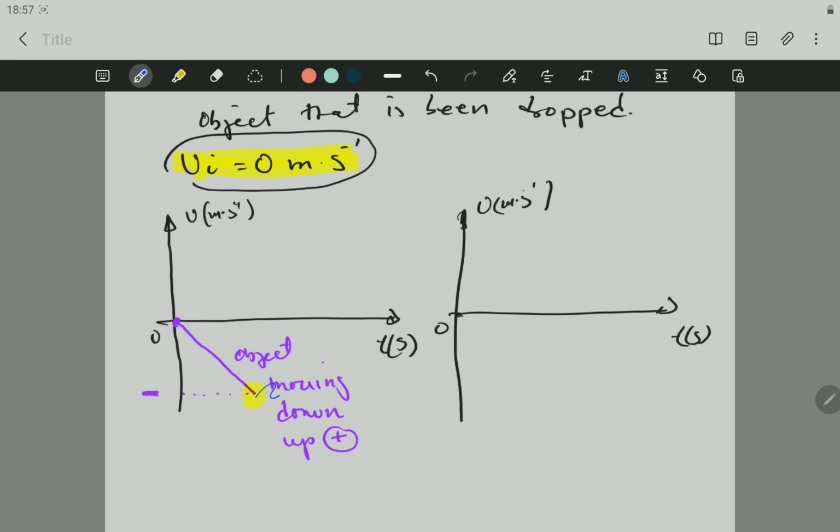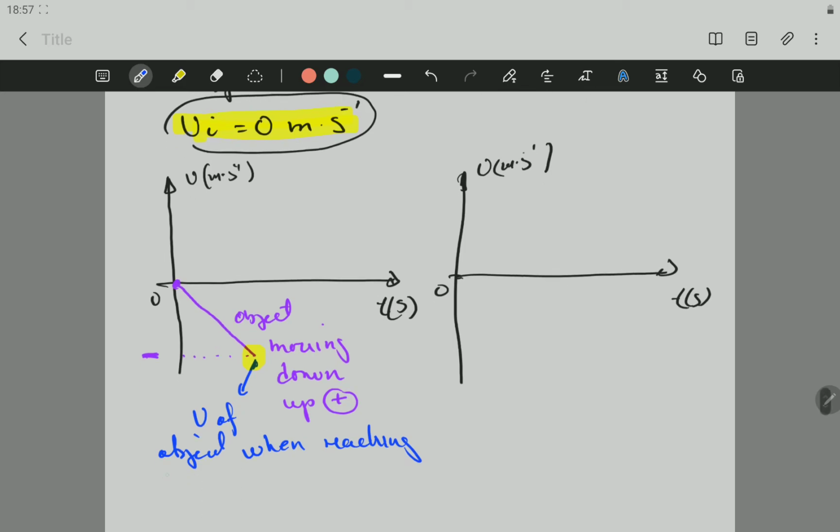So this is the velocity of the object when reaching the ground. Alright, so that will be the velocity of the object when it reaches the ground. This one here is the initial velocity of the object.